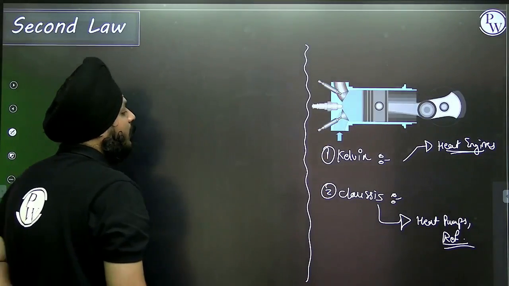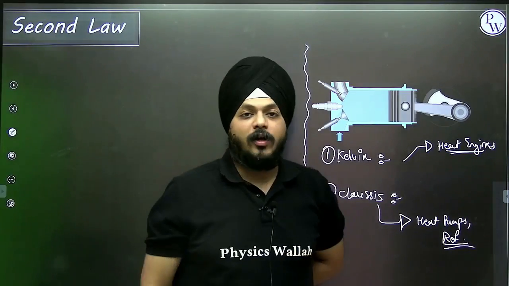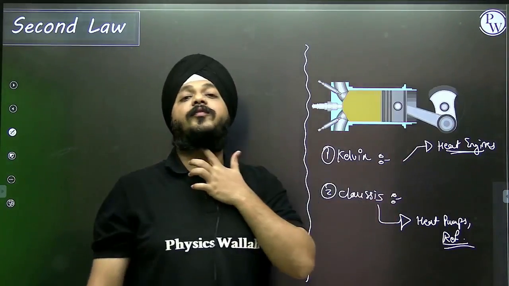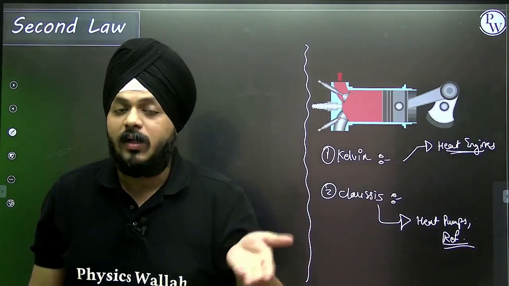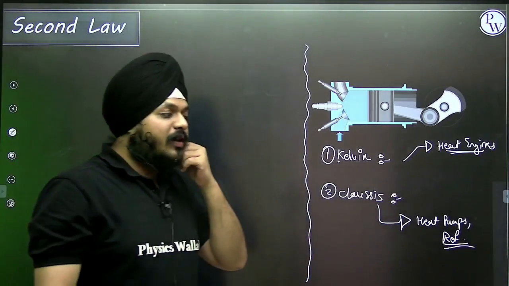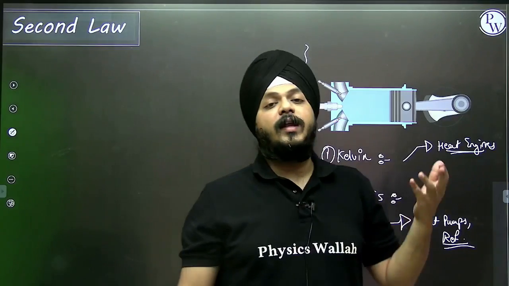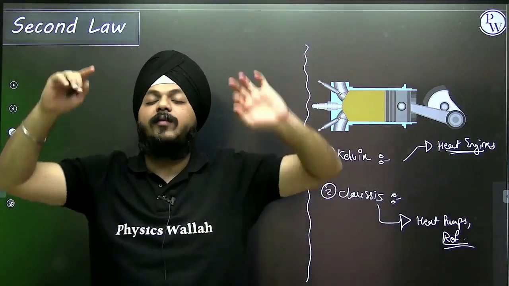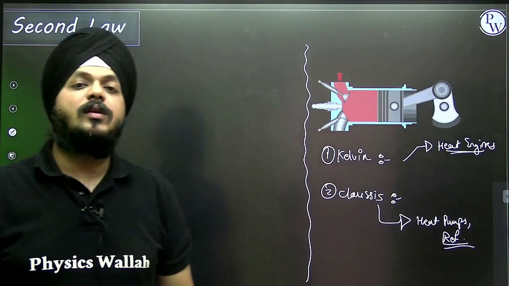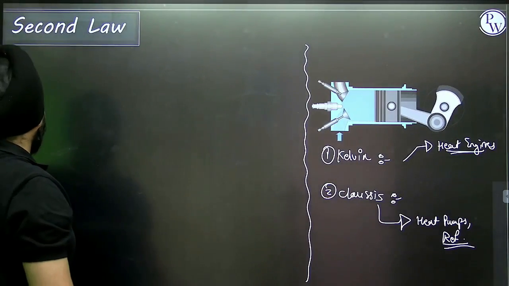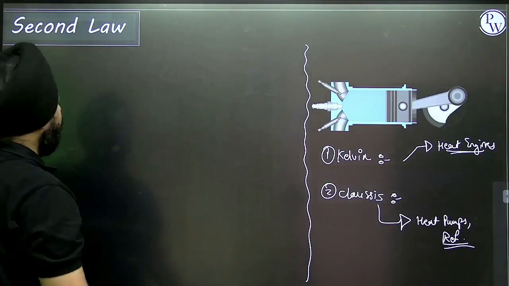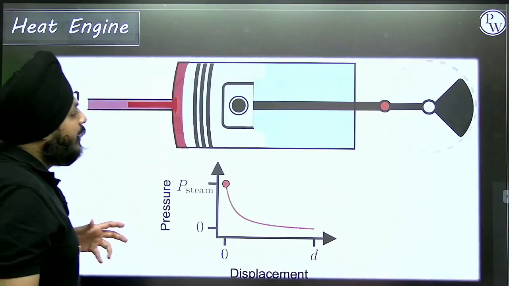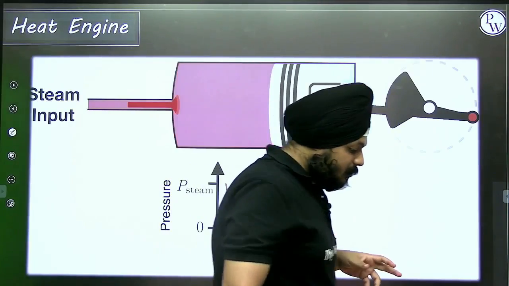Now, before moving on to the second law of thermodynamics, let's understand what the actual working of the heat engine is, what the actual working of the heat pump is, how refrigerators work, and how we are able to calculate the efficiencies of those cycles. Again, we'll come back to these two statements and discuss them, but first let's move on to the heat pump and refrigerator.